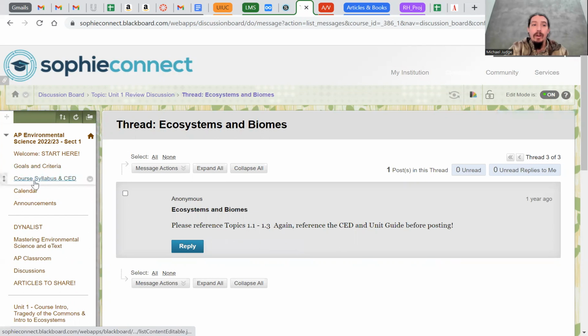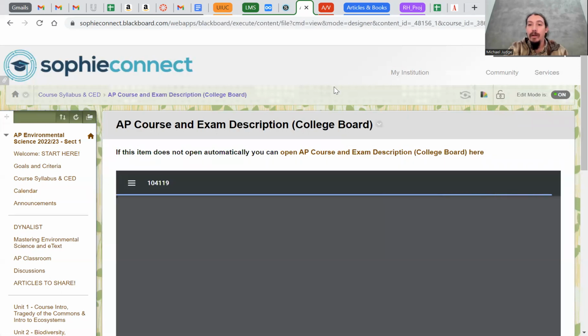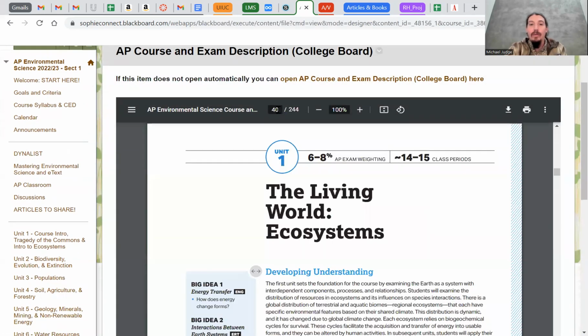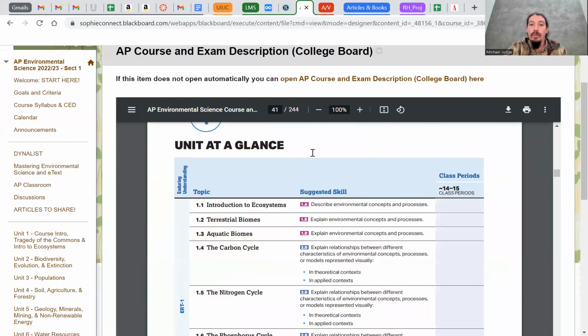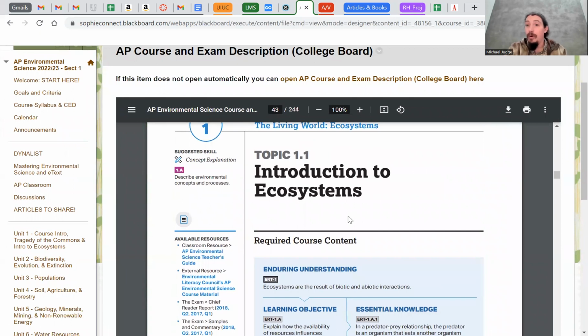Well, over here is the CED in the same tab as the course syllabus. That's the course and exam description from the College Board. So I could click there. I could go to the course and exam description. I believe the topics start right around page 40. So scroll forward to around page 40 in the PDF, scroll down, and here's topic 1.1, Introduction to Ecosystems.